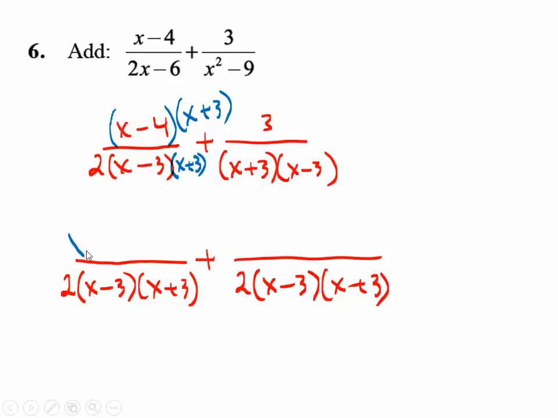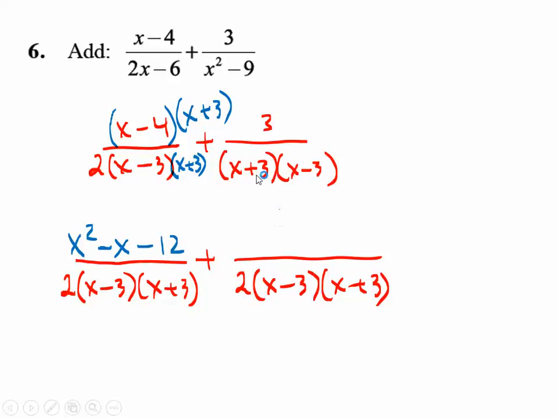x times x is x squared. Let's see, x times 3, that would be a 3x minus 4x. So technically that's just going to be a minus x there. And negative 4 times 3, minus 12, is good.